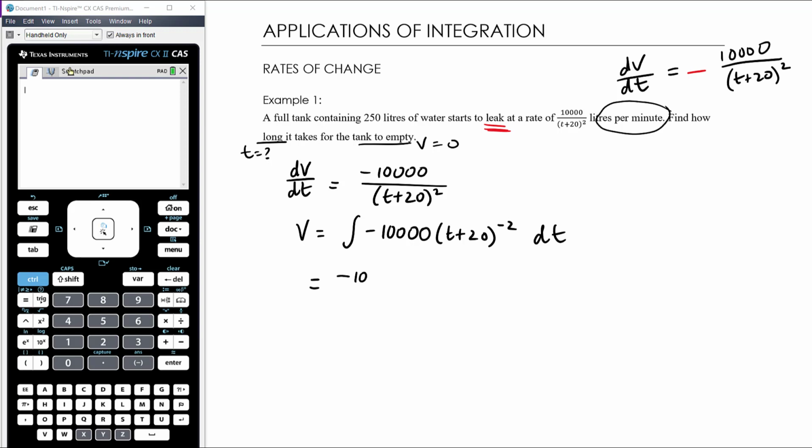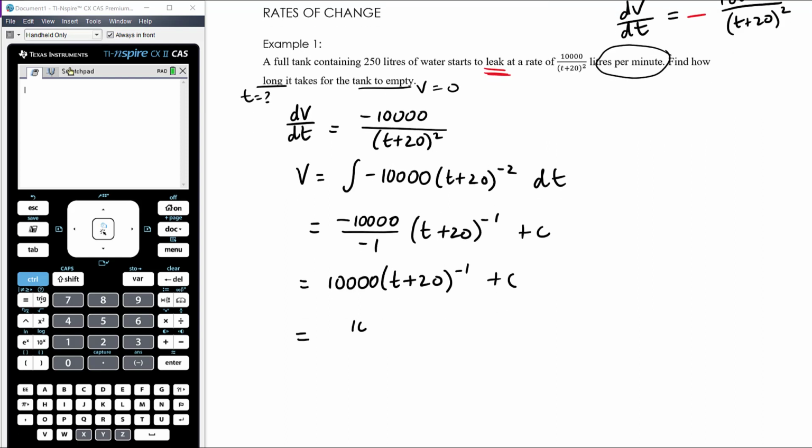So we're going to have negative 10,000 divided by negative 3. We would also divide by a, but in this case a is 1. Okay, and then we're going to have t plus 20. Sorry, it's not negative 3, is it? Adding 1 to that power is negative 1. So the power becomes negative 1, plus c. So we've got positive 10,000 (t plus 20) to the negative 1 plus c, or that is 10,000 over (t plus 20) plus c.